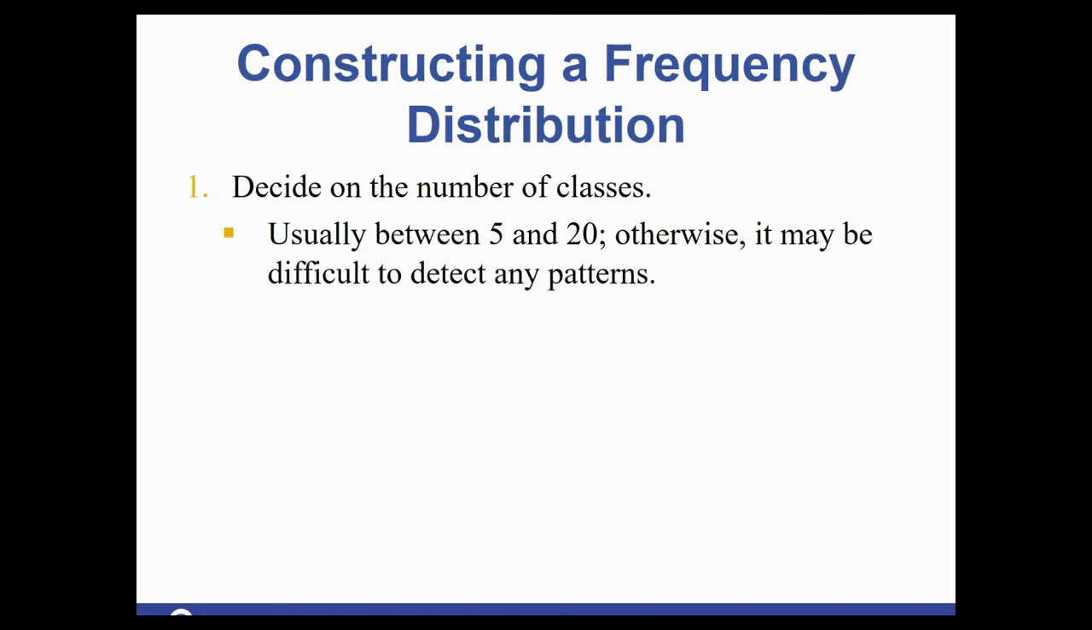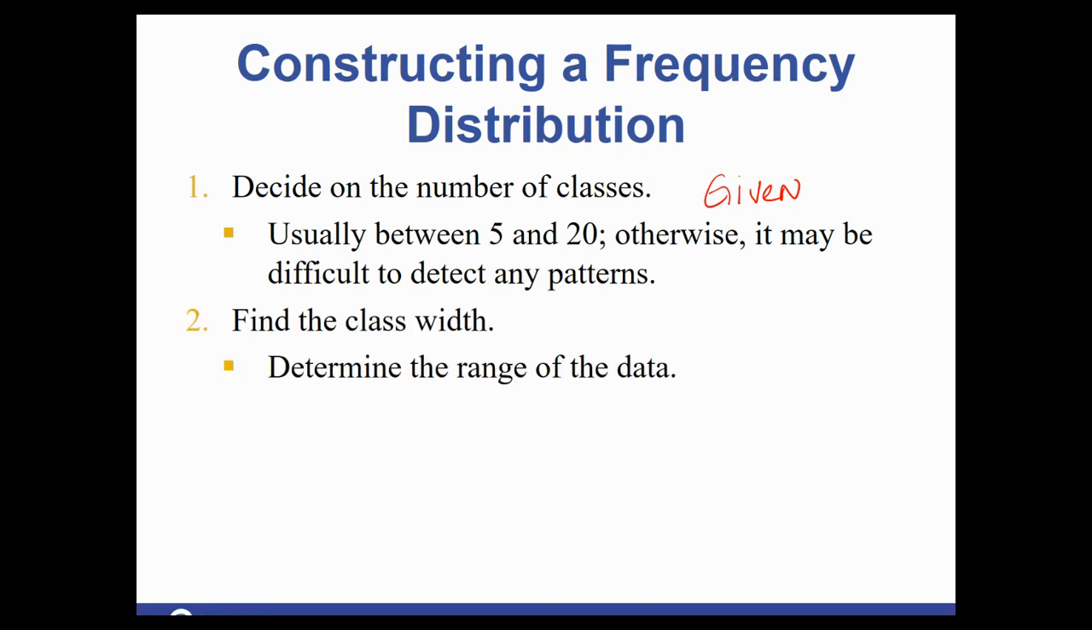These are the 5 steps to create one. You first have to decide on a number of classes, usually between 5 and 20. Otherwise, it's hard to see patterns. Think of this as long-term, we can turn it into a bar graph. So 5 bars, 20 bars, more than that would just be too much. Smaller than 5 is just not enough to look at. For this course, this piece is given to you. It's going to be somewhere in the wording of the problem, but the number of classes will be given.